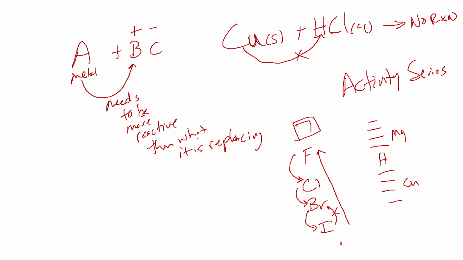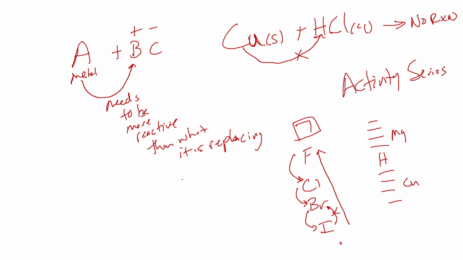So again, group 7 is its own activity series. Reactivity increases as you go up group 7. And again, anything higher in group 7 will replace somebody lower. Anybody lower in group 7 will not replace anybody higher.